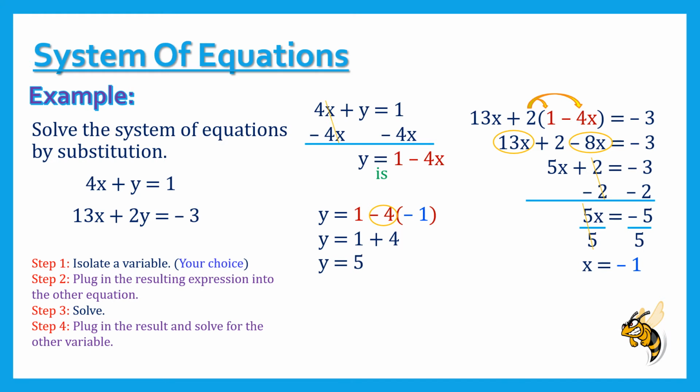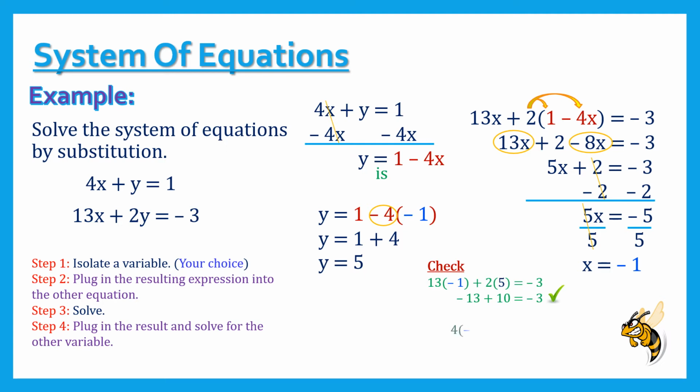Now that we have a value for x and a value for y, I'm going to go ahead and plug them into both equations to see if it makes both equations true. Both of them have to be true for it to be a solution. So 13 times negative 1 plus 2 times 5 is equal to negative 3. Negative 13 plus 10 is equal to negative 3, and that is true.